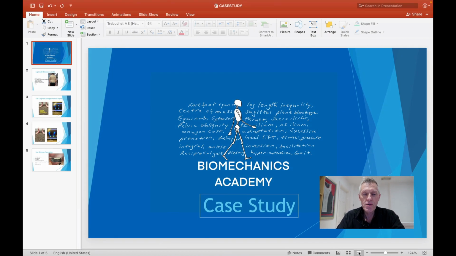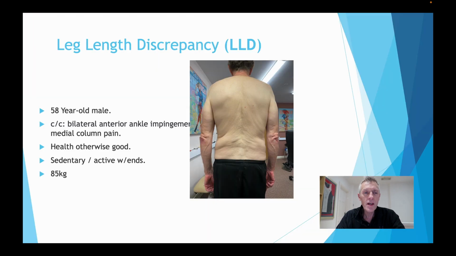It's just 5 slides, so it's going to be quite short, but this is a case of a leg length discrepancy that is functional in origin. And as you can see from the pelvis here, it's dropped to the right. I'll come back to that in a second.